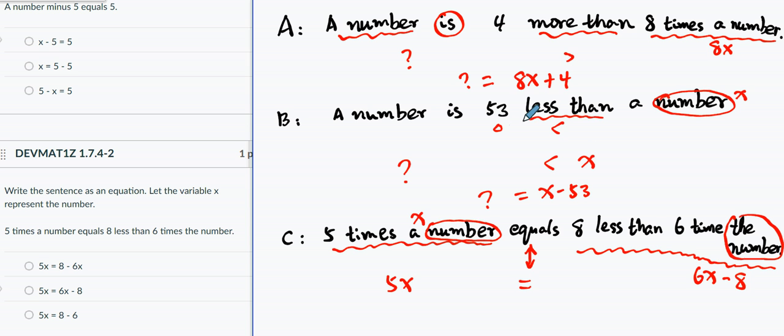Like this one, 53 less than a number is this number minus 53. So here 8 less than this number, that will be what? That will be 6 times x, this number, and then subtract 8. So 5x equals 6x minus 8. That would be this choice.